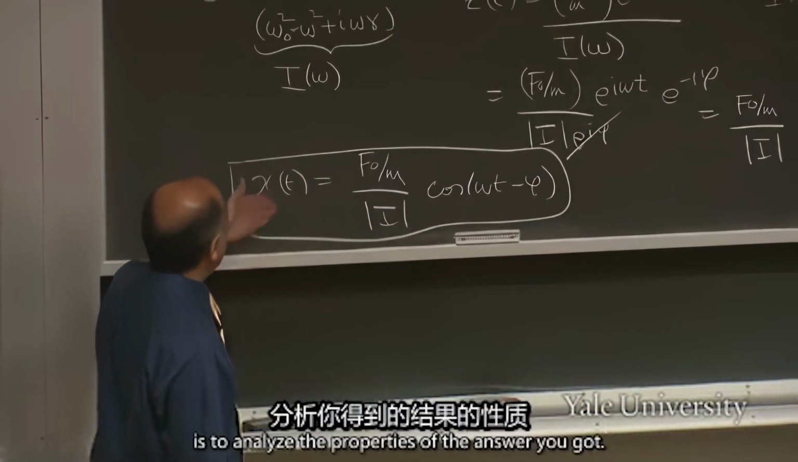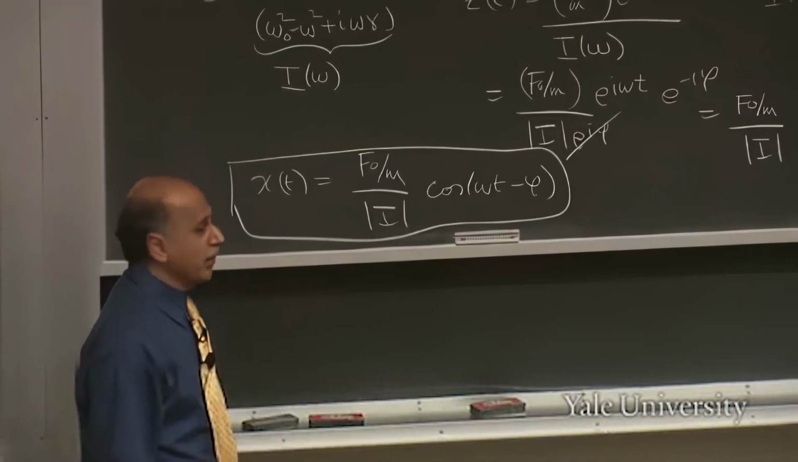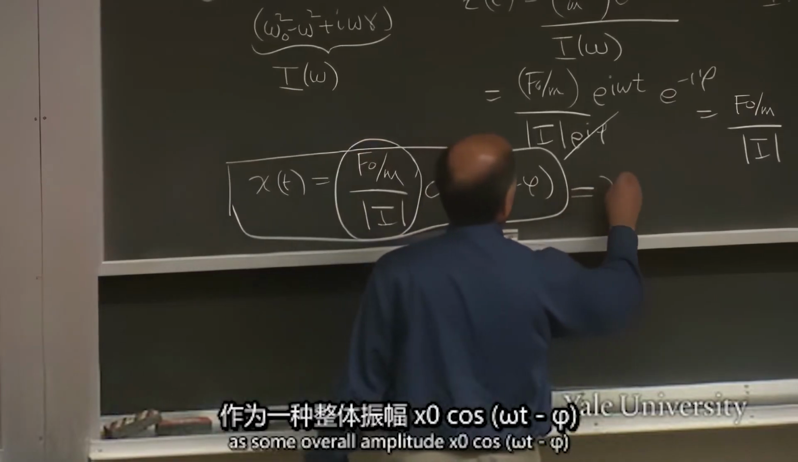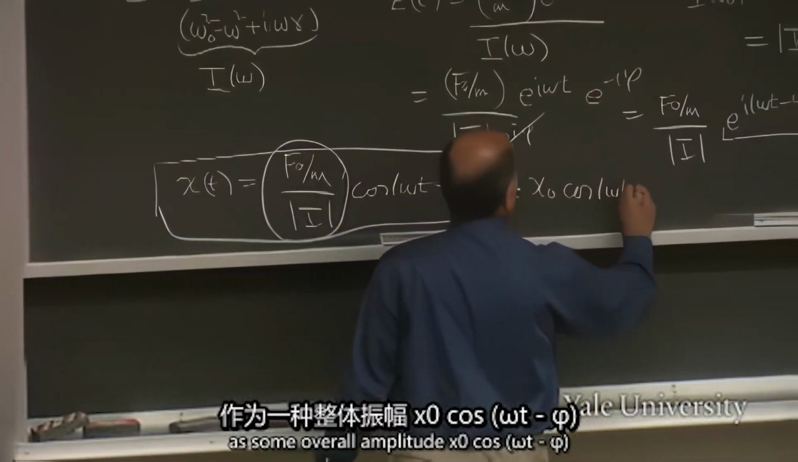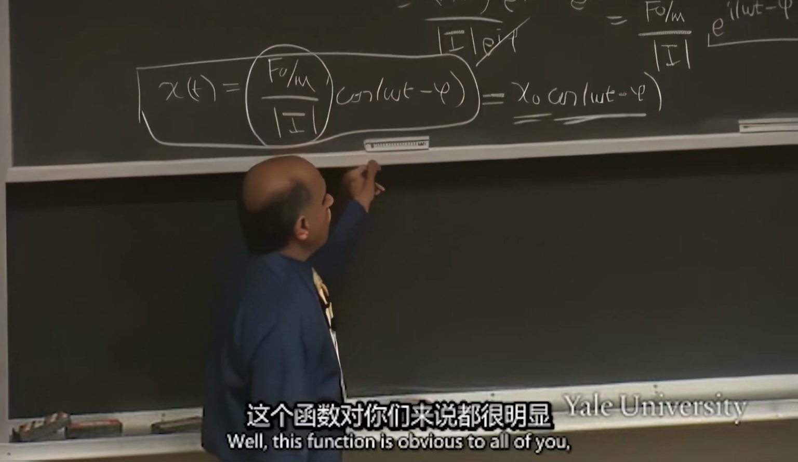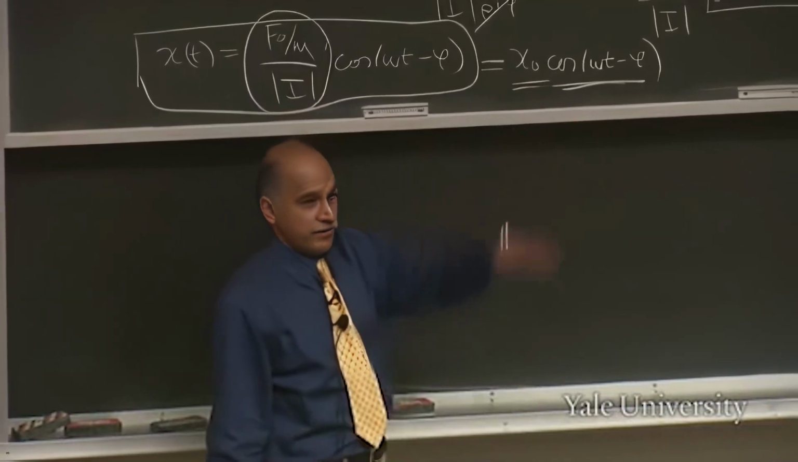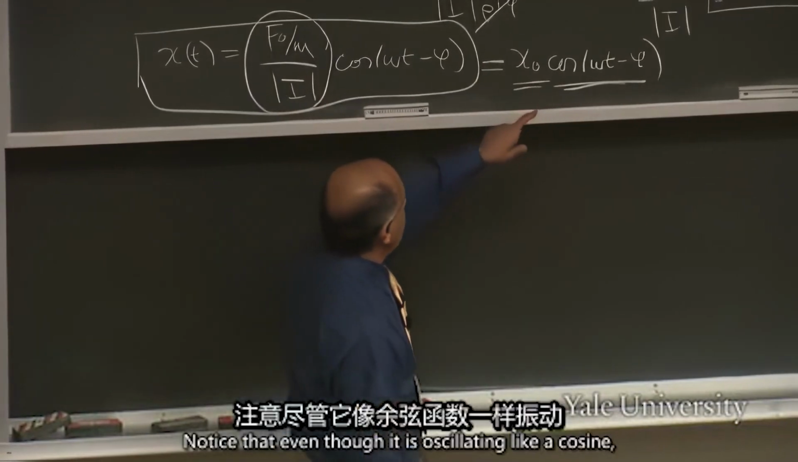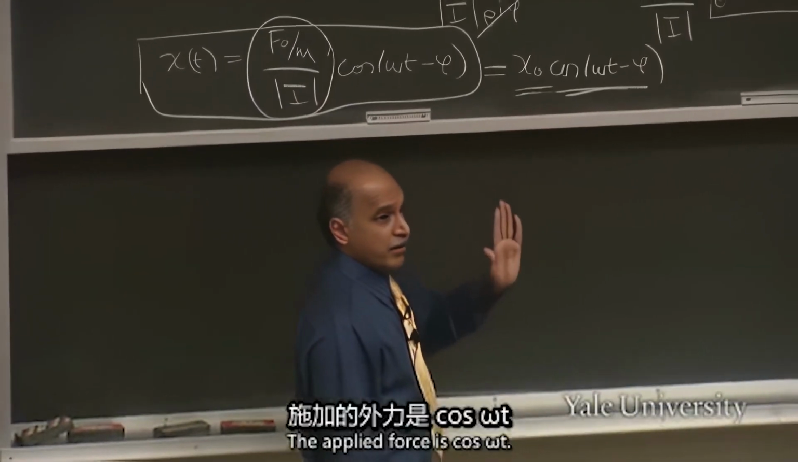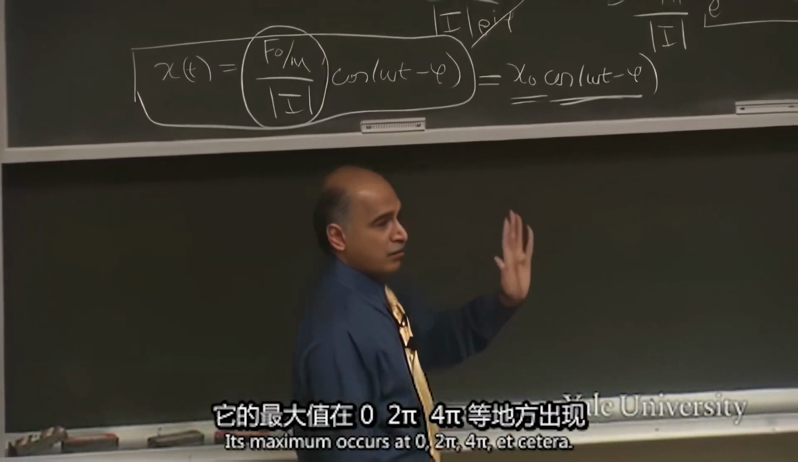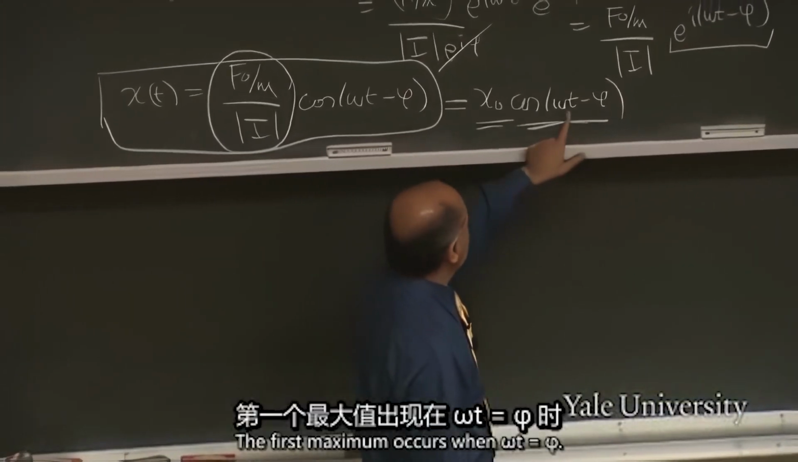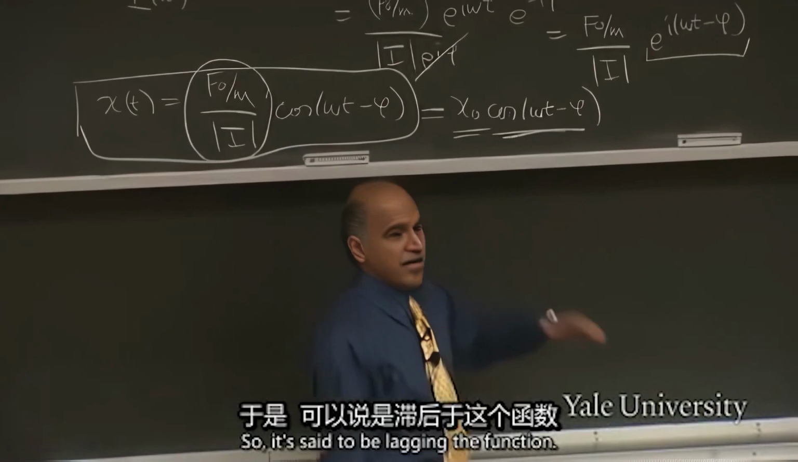So the next thing is to analyze the properties of the answer you got. You can write this whole thing in front as some overall amplitude x0 cos(ωt − φ), and you ask, what does this function look like? Well, this function is obvious to all of you. It's oscillating. Notice that even though it's oscillating like a cosine, it's not in step with the applied force. The applied force is cos ωt. Its maximum occurs at 0, 2π, 4π, etc. This guy's maximum occurs somewhat later. The first maximum occurs when ωt is equal to φ. So it's said to be lagging the function.